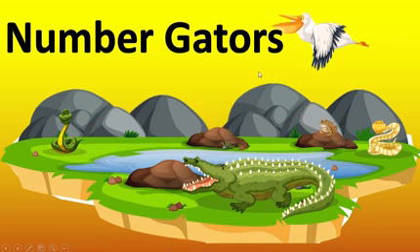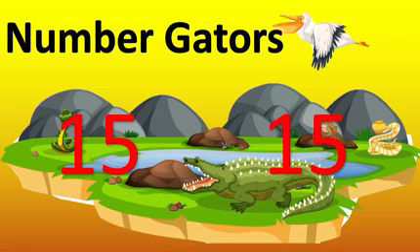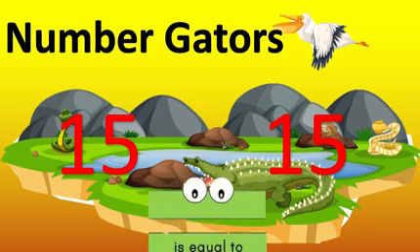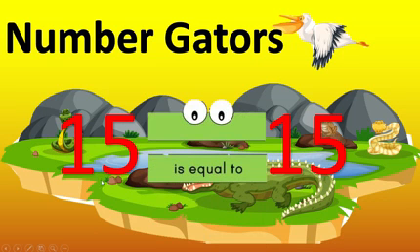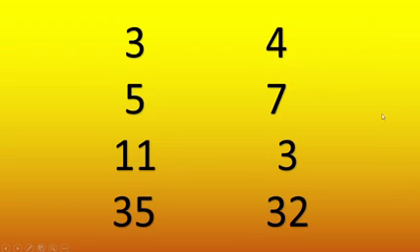But what happens if we have two numbers that are exactly the same? Then we have their cousin, equal to. Because the two numbers are the same, they are equal to. Their cousin can look straight ahead and chomp on both of the numbers at the same time.